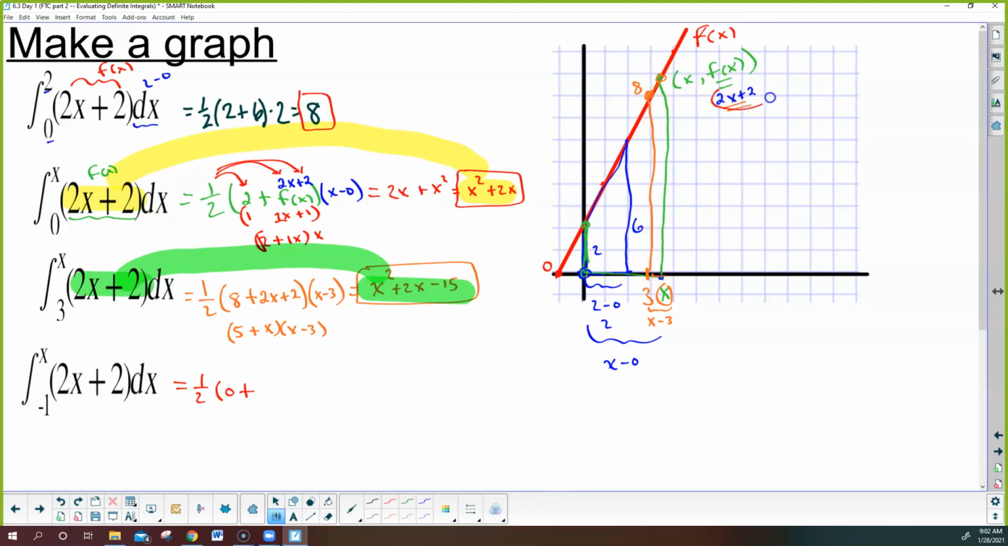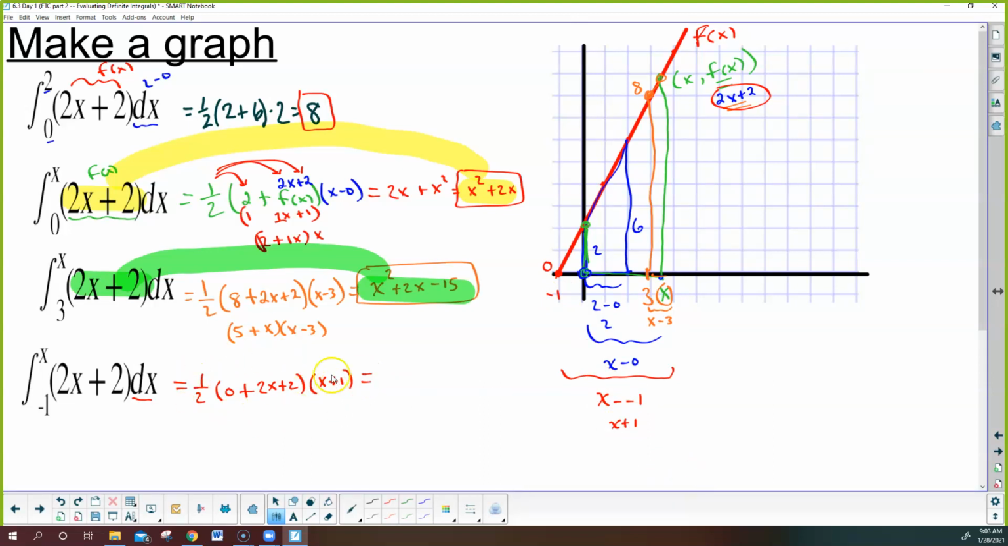It's 2x plus 2. And then dx, what is the dx? Dx is the difference between your upper bound and your lower bound, or it's the difference between negative 1 and x, which is negative 1. You're subtracting x minus negative 1, which actually ends up being a plus 1.